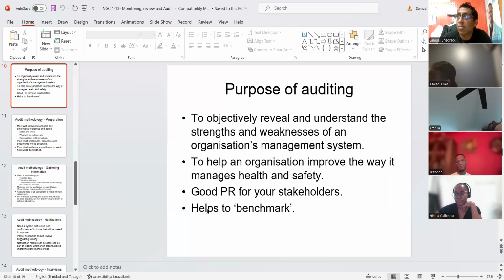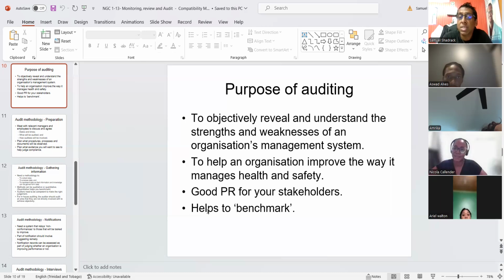Anyone? Audits are good, but they are what? Stressful. Yeah, stressful, right? They are seen to be good, but unlike training, which is good and not stressful, you gain from training. Audits are seen to be good as a KPI, but it's a lot of stress, right? I don't like them. I don't think anybody likes them, but there's a benefit to them anyway.